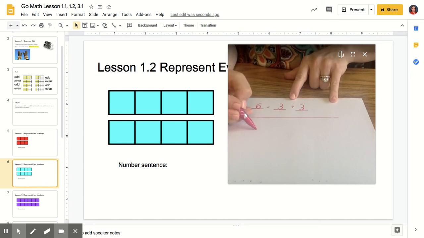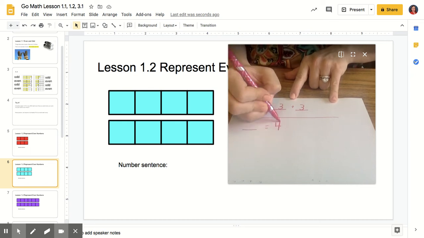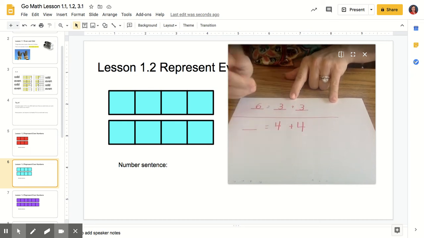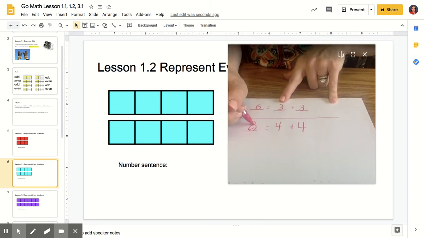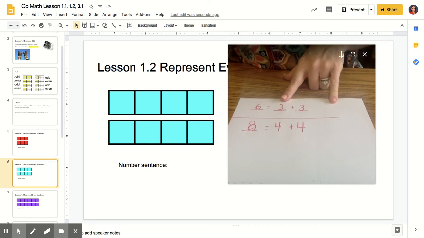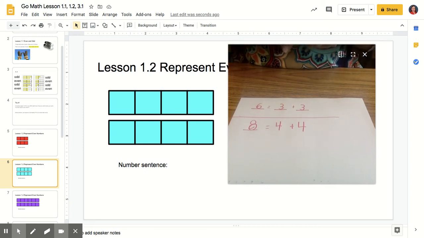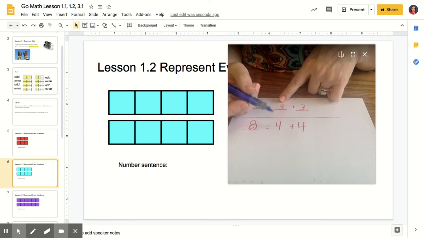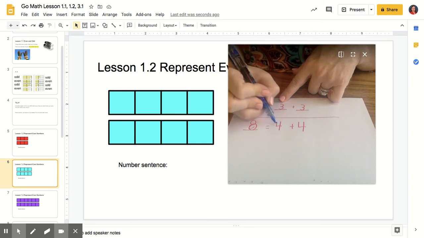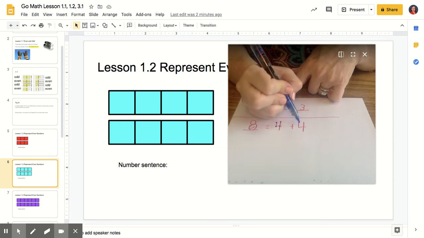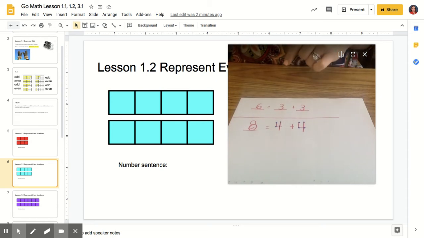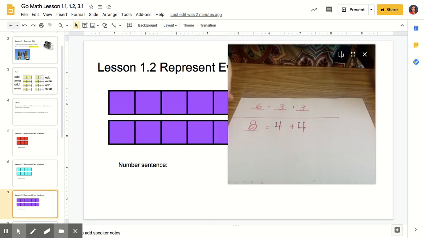All right, let's look at the next one. I see 2 groups of 4, and 4 plus 4 is 8. Now, with this, you've got 2 things you could think about. You can count the Unifix cubes, or you could use that touch math I was talking about the other day. 1, 2, 3, 4, 5, 6, 7, 8. Okay. All right, and one more.